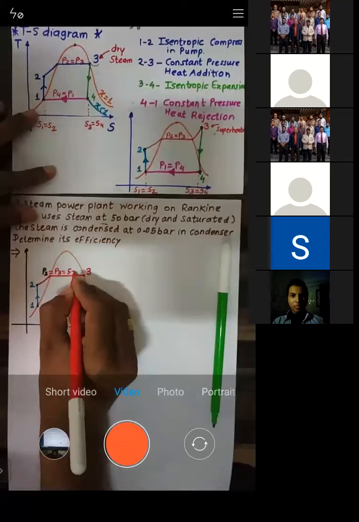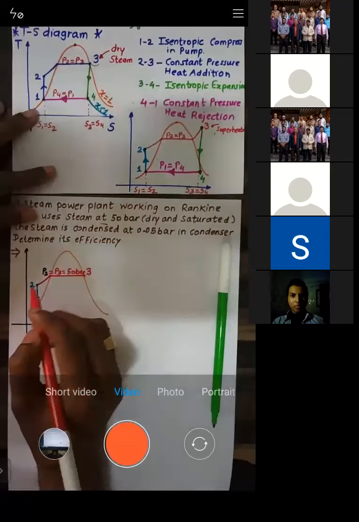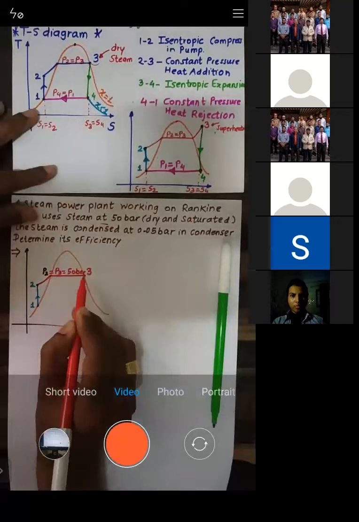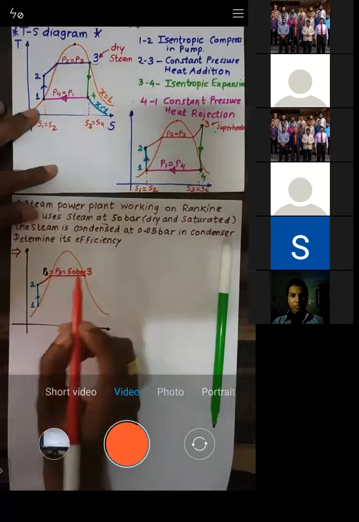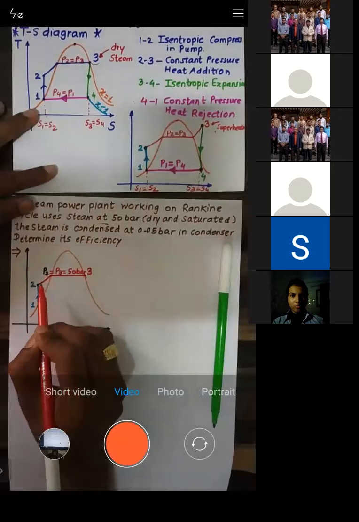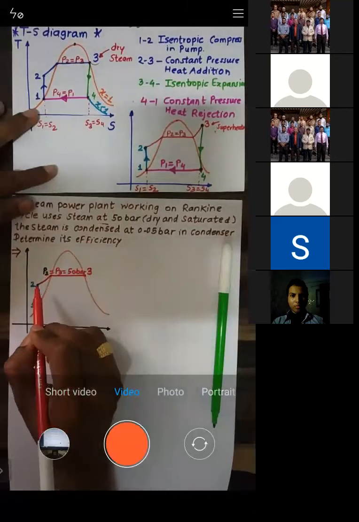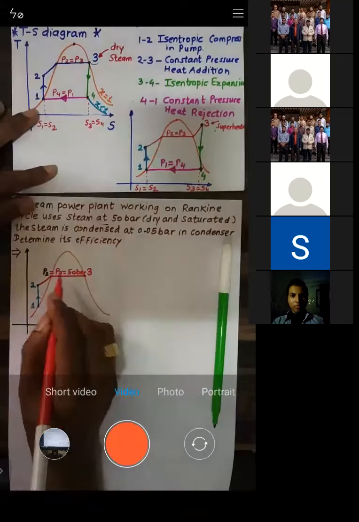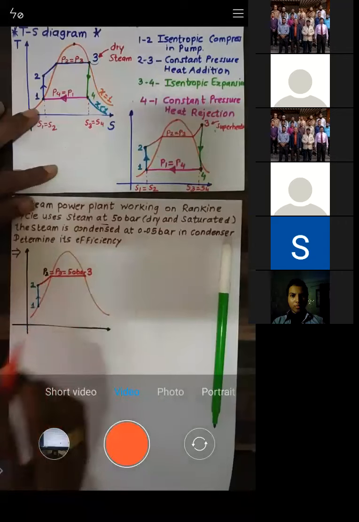So when you measure the pressure at any point on this line, it is equal to 50 bar. Why? Because we want the pressure at point number 3 to be equal to 50 bar. So pressure at point number 3 and pressure at point number 2 are the same, because 2 to 3 is done at a constant pressure, and that basically occurs in a boiler, right? So on this line, pressure is 50 bar. Is that okay?